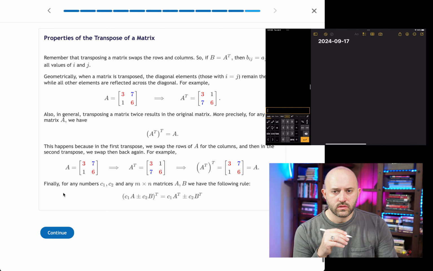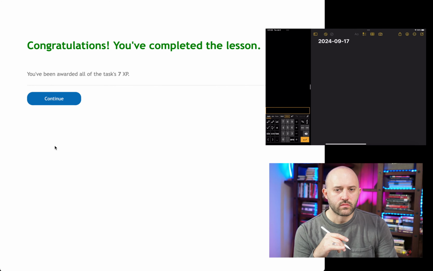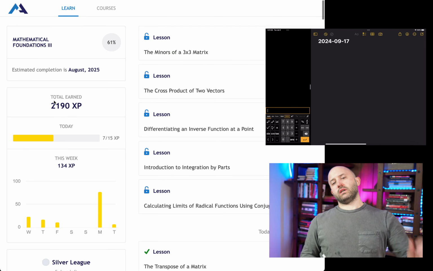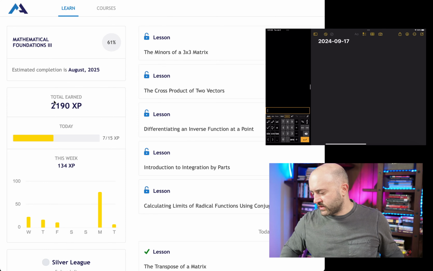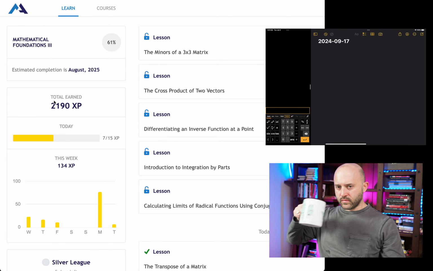Properties of the transpose. The diagonals stay the same. Everything else is flipped across it. Yep. The transpose is the same. Complete the lesson. Got one wrong, so no extra points for me. Okay. Let's keep going.